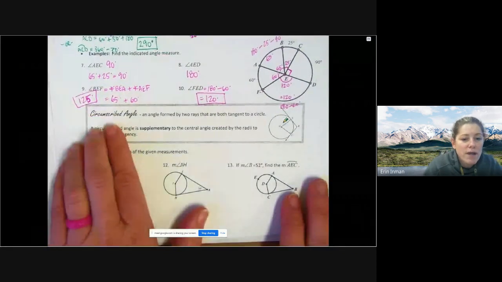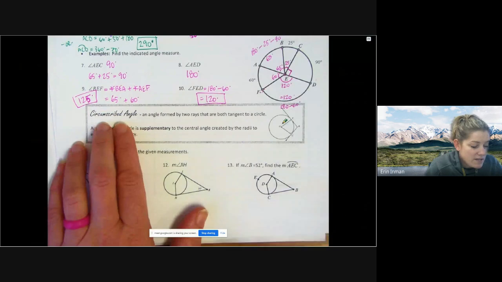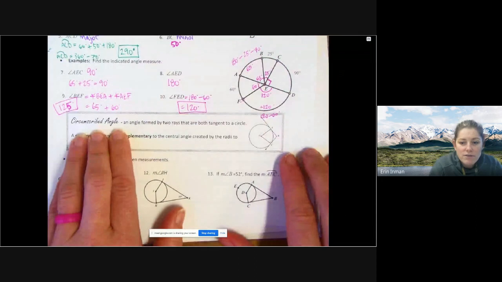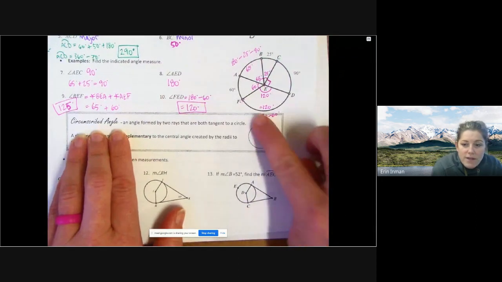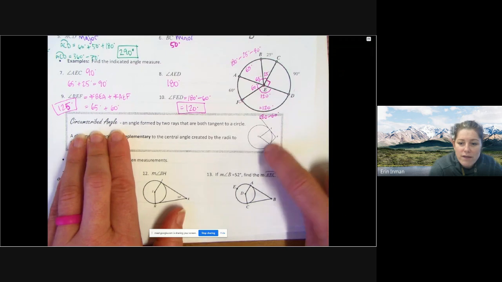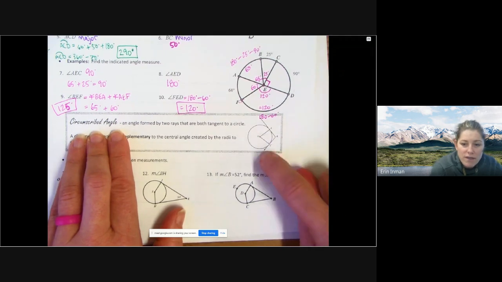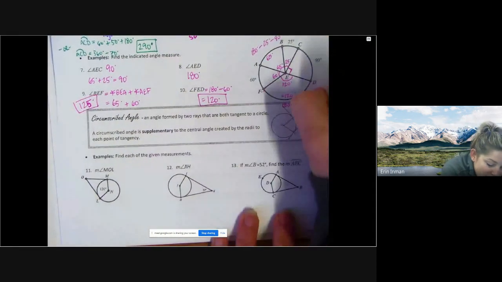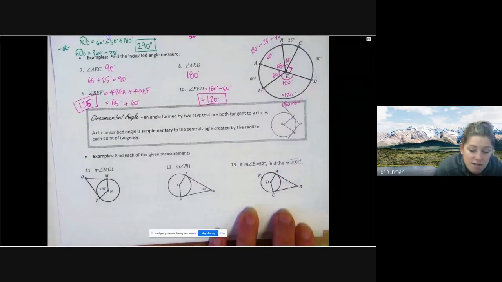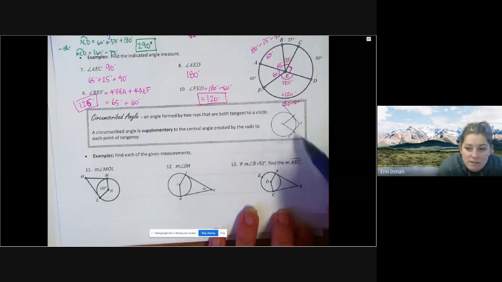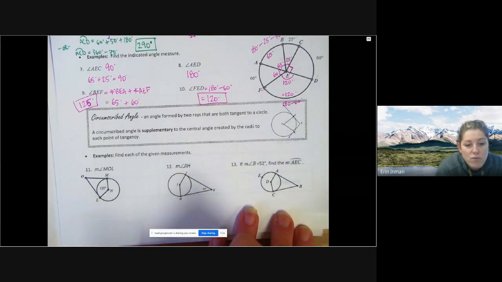So a circumscribed angle, we had the central angles whose vertex was at the center, and a circumscribed angle is formed by two rays that are tangent. So notice the vertex is outside the circle, but it is an angle that is basically touching the outside of the circle as well. Like they're not cutting through, so they're tangent. So notice that we have these points right here and here. And wherever a tangent line meets a radius, it forms a right angle.